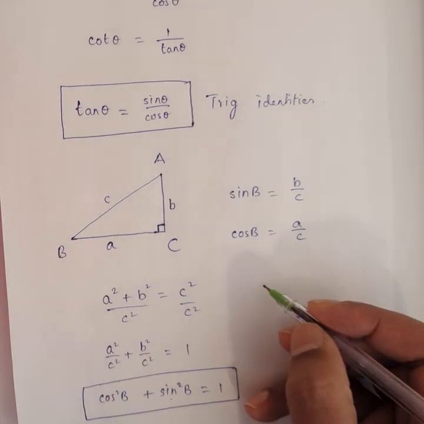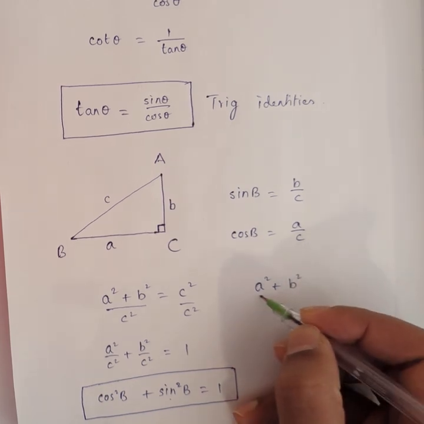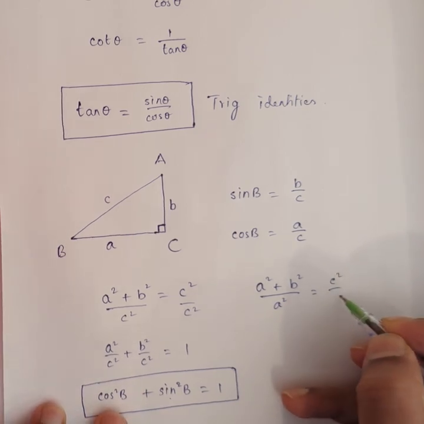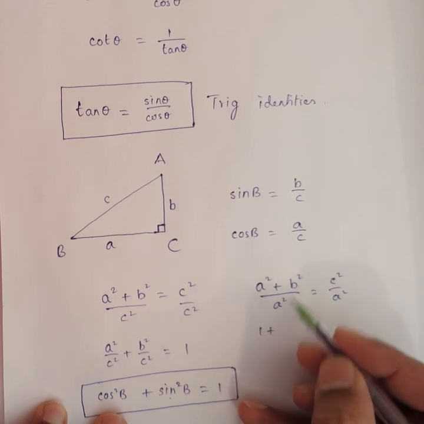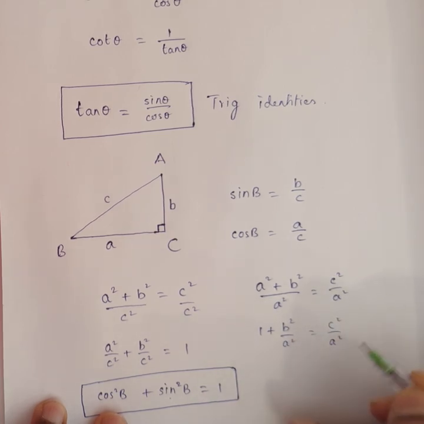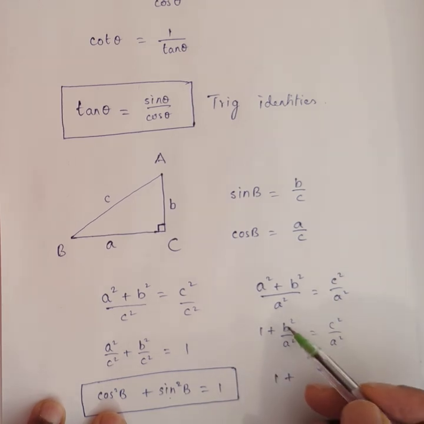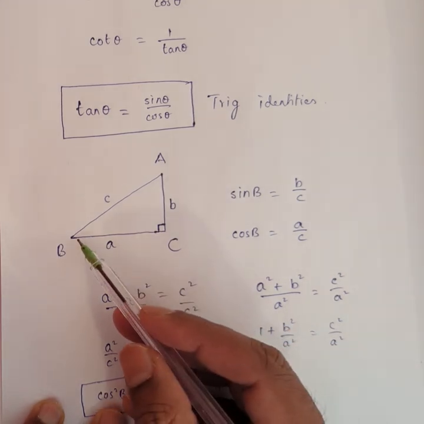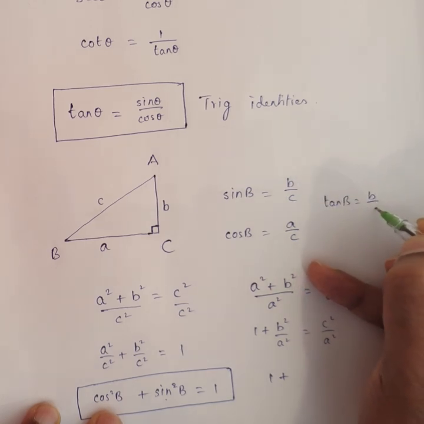Now on the other hand, if I had divided both sides by not c square, but let's say this time we divide by a square. So then the right side becomes c square over a square. You get this time 1 plus b square over a square equal to c square over a square. So that would be 1 plus, what is b over a? B over a is tan b. So let's go ahead and write that as well. Tan b equals b over a.